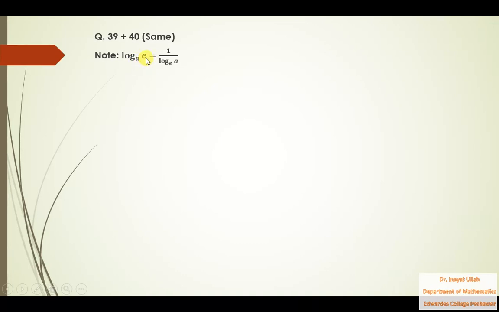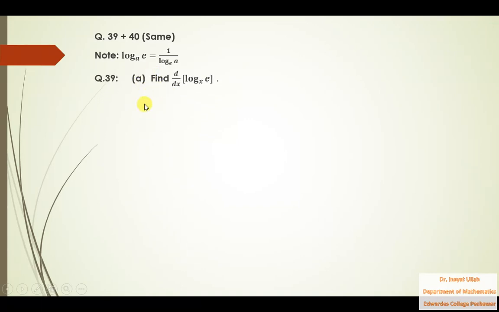What does it mean? It means that the base and the value will be interchanged when we take the reciprocal of this log. That is, these two will be interchanged. So log to the base a of e is equal to 1 divided by log to the base e of a, and log to the base e is actually natural log, so you can write this as 1 by natural log of a. That is a property of the logarithmic function as well.